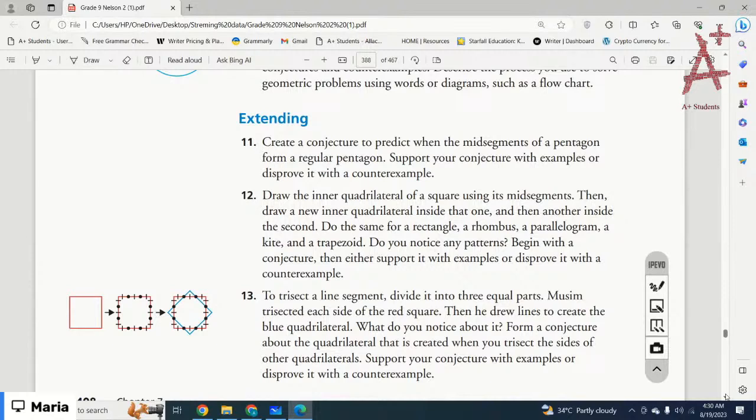Okay, the next one is draw the inner quadrilateral of a square using its mid segments. Then draw a new inner quadrilateral inside that one and then another inside the second. Do the same for a rectangle, a rhombus, a parallelogram, a kite, and a trapezoid. Did you notice any pattern? Begin with a conjecture, then either support it with an example or disprove it with a counterexample.